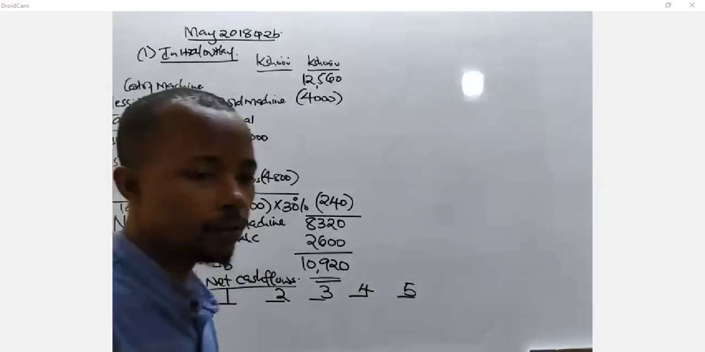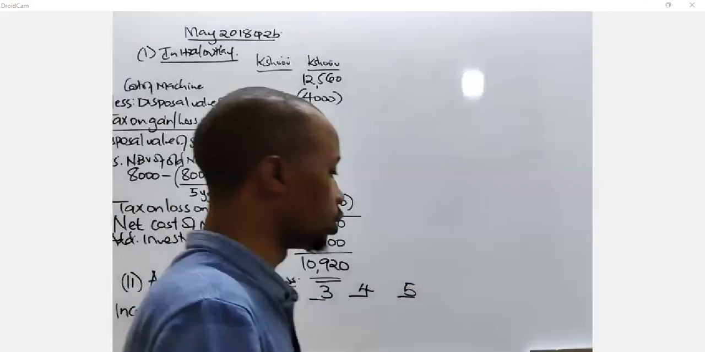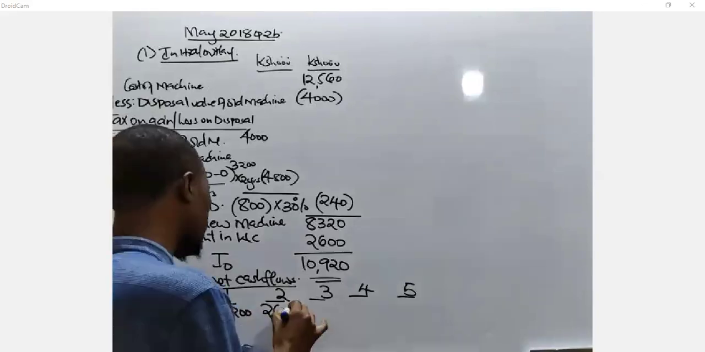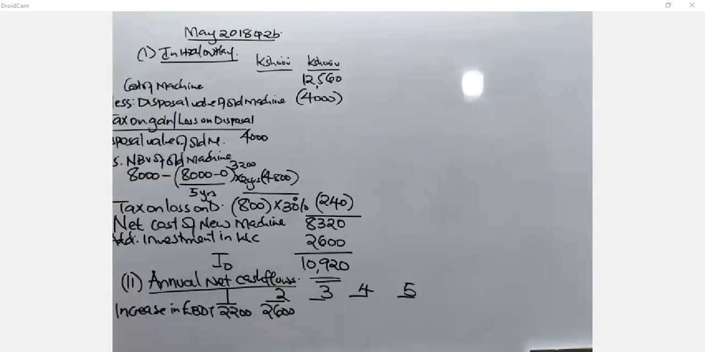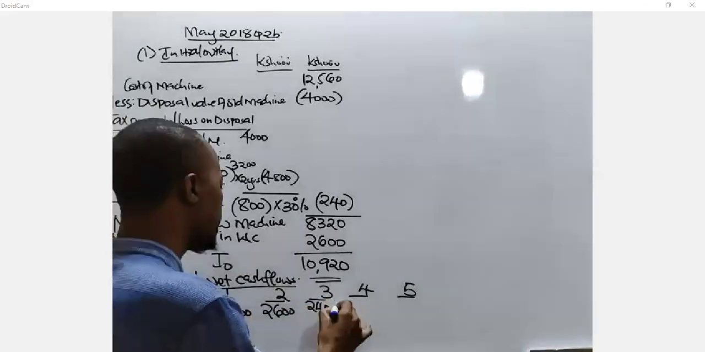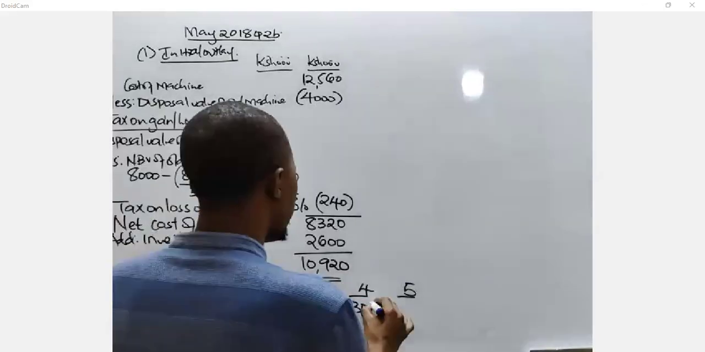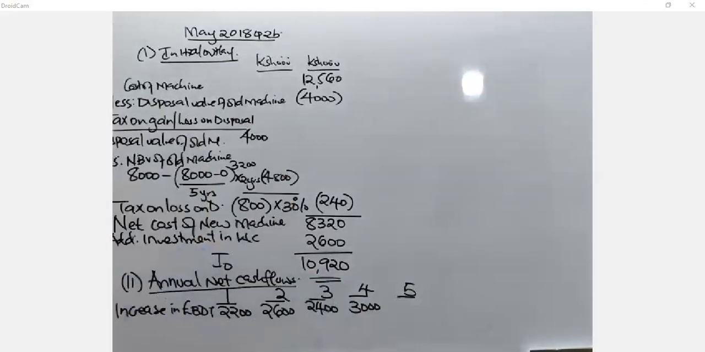The first thing you have to do is look for the differences between the new machine and the existing. So this one will be 5,400 minus 3,200, getting 2,200 here. Year 2, we have 5,400 minus 2,800, getting 2,600. The other one will be 5,400 minus 3,000, which is 2,400. The other one will be 3,000. Then the last one will be 5,400 minus 2,000, getting 3,400.